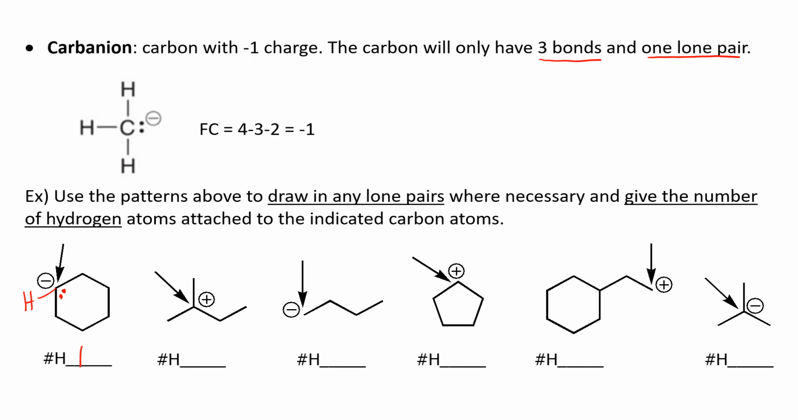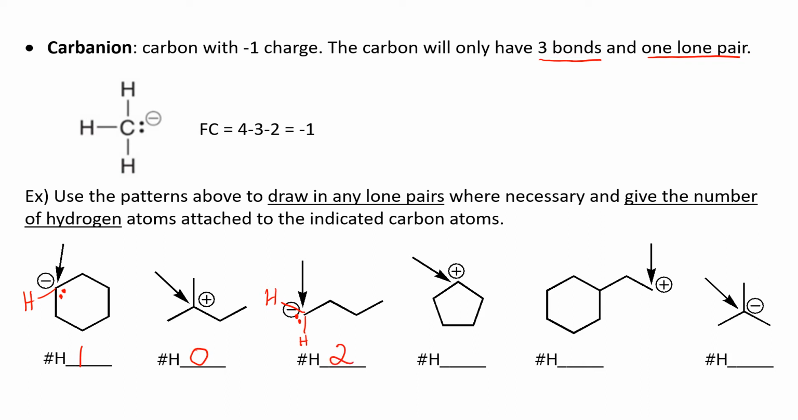The next one, we have a carbocation, positive charge. We see that our indicated carbon atom is bonded to 3 other carbons. Therefore, there are 0 hydrogen atoms here. The next example, we have a carbon atom with a negative charge, so that means it definitely has a lone pair. And remember, carbanions must have 3 bonds and a lone pair, so we're seeing 1 bond to carbon. So let's draw in the other 2 bonds, indicating there are 2 hydrogens here.